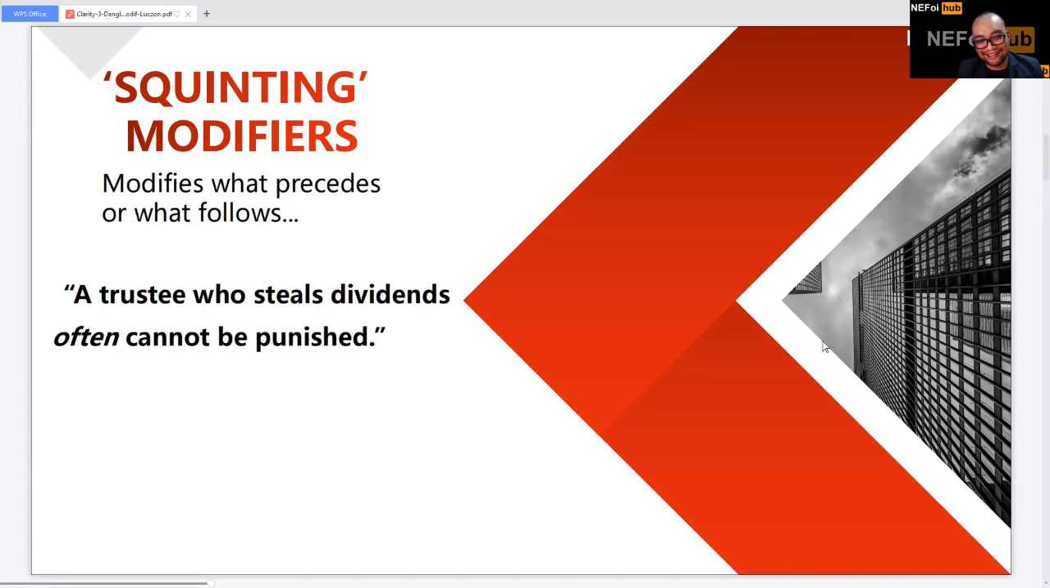Anyway, it's quite confusing because it's either modifying dividends, or modifying cannot, or modifying punish. So it's a question of where to put it. We already know the general rule for squinting modifiers in writing: if we put modifiers, it's either before or after a certain subject or a particular word that you try to modify or specify.